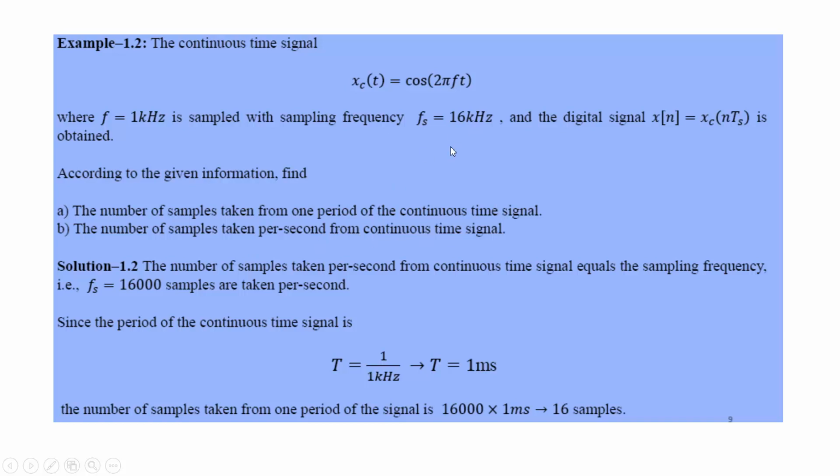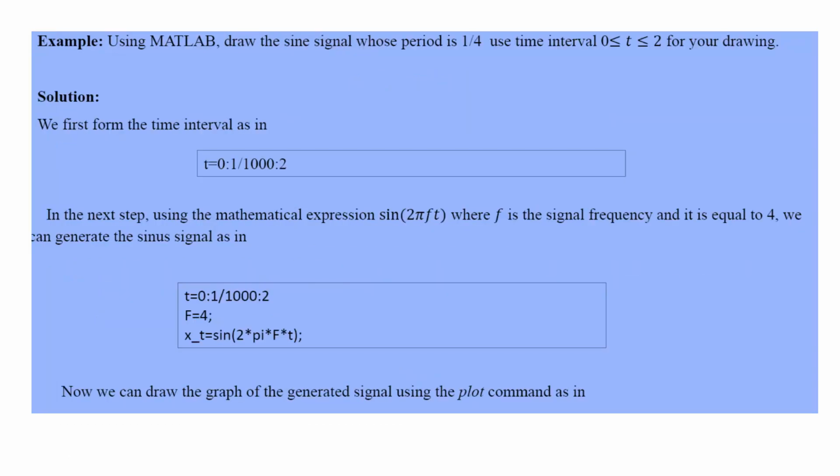Whatever we have covered previously is basic information related to the sampling process. Now let us look at how to code for the sampling operation using Matlab. The problem at hand is we have to use Matlab and draw the sine signal first of all, whose period is 1 by 4, and we have to use time interval between 0 to 2. These are the time steps for your drawing. So first thing we need to do is to draw the sine wave with this period.